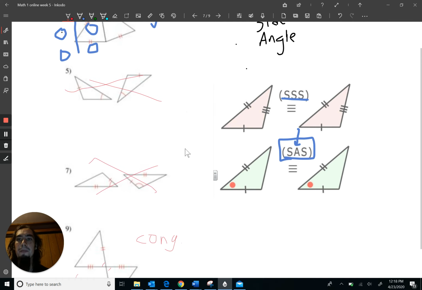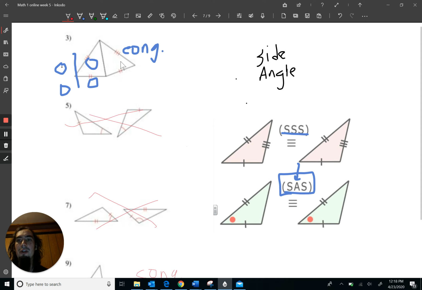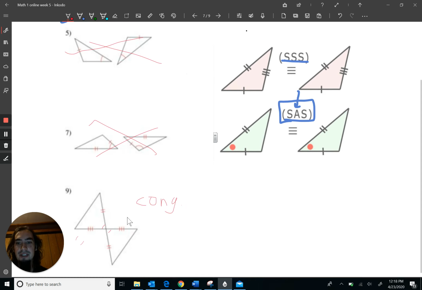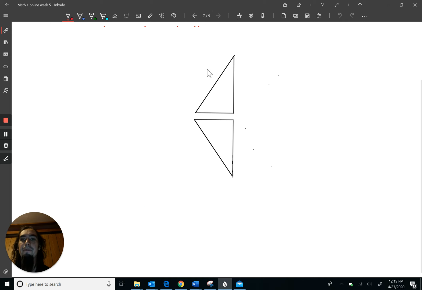Okay, good. So we had an example of side, side, side, where all 3 sides were the same. And I've got side, angle, side here, 2 sides and an angle in between. And then a couple of examples where they didn't actually work. Okay, so hopefully that makes sense. Again, I'm free for questions. Just let me know in the comments or in reminder, however you want to reach me. All right, let's move forward.